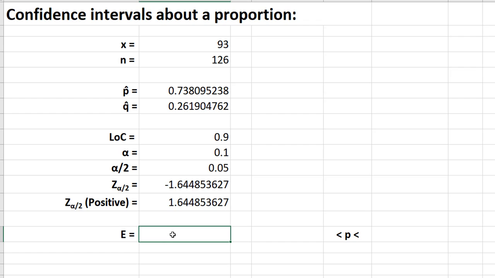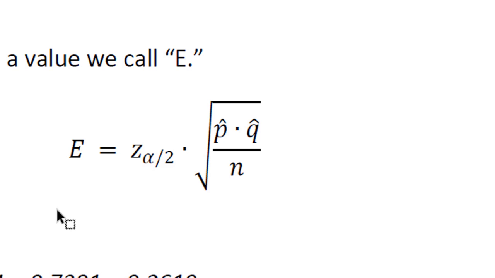Now to find E. The formula is E equals z sub alpha over 2 times the big square root of p hat times q hat over n. Let's go back to the spreadsheet and try to type all that in.